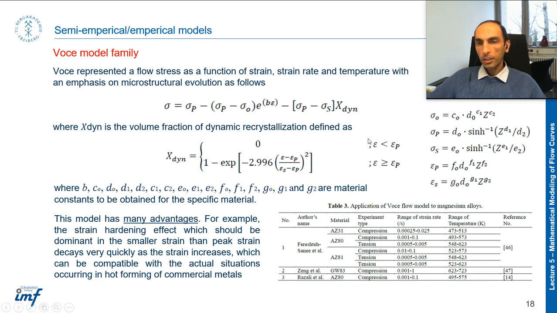But in the case of the critical value for dynamic recrystallization, if you use the correct value for that, then it has no mathematical meaning, because the peak has a mathematical meaning, but the critical value does not. So that's why maybe they use just epsilon peak here.